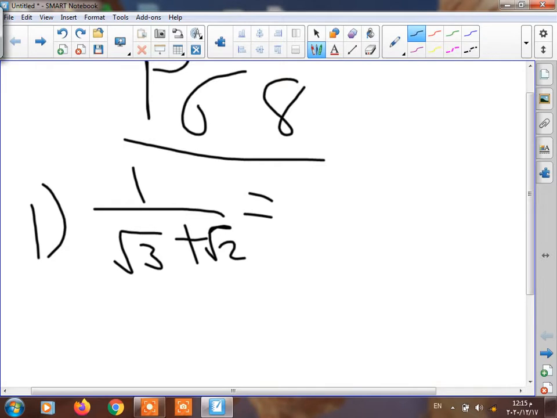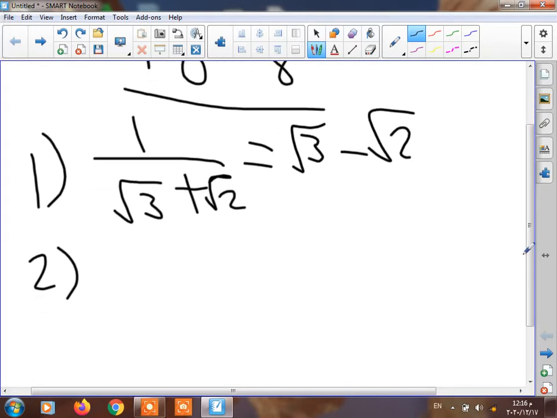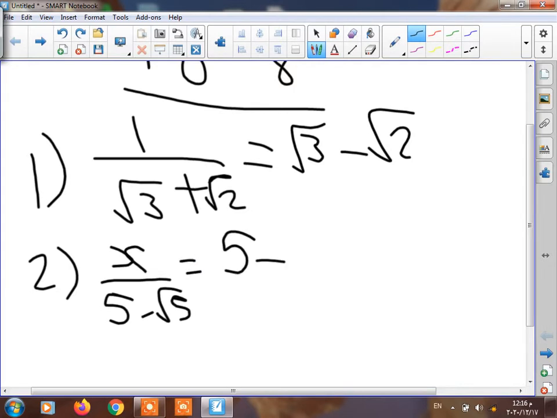Incomplete, use your calculator to find your answer. The result will be root 3 minus root 2. Okay, number 2. We have x over x minus 5 minus root 5 equals 5 plus root 5, and he needs the value of x.